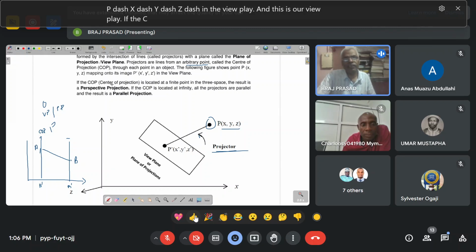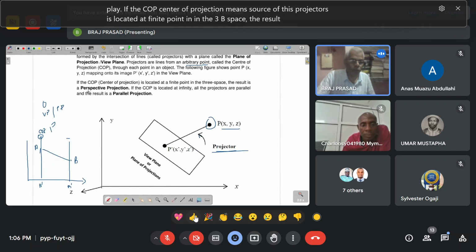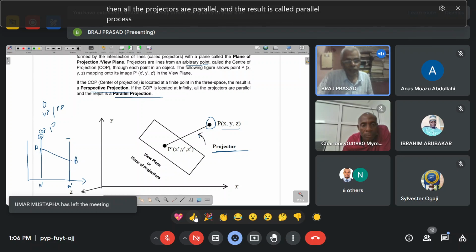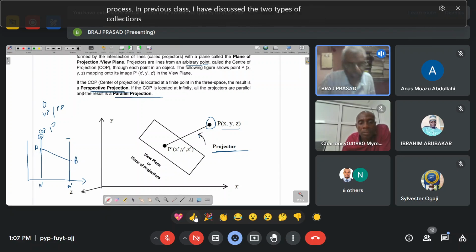If the COP, the center of projection, meaning the source of these projectors, is located at a finite point in 3D space, the result is a perspective projection. And if the COP is located at an infinite position, then all the projectors are parallel, and the result is called parallel projection. In the previous class, I discussed the two types of projections, basically perspective and parallel projection, and the third one is other projections.